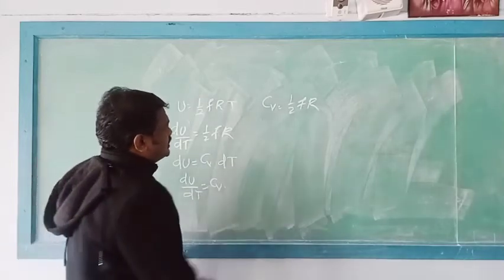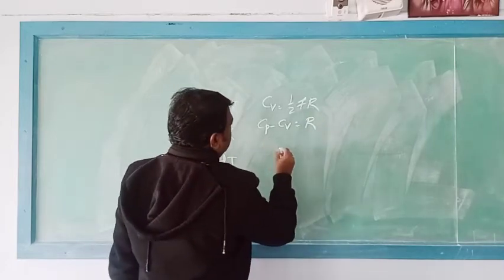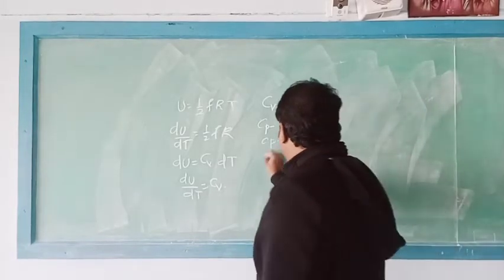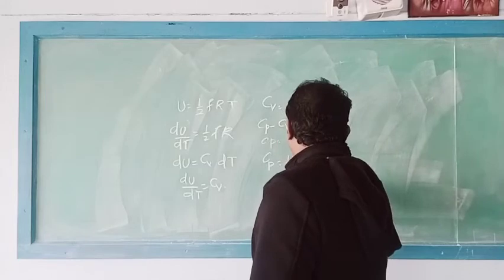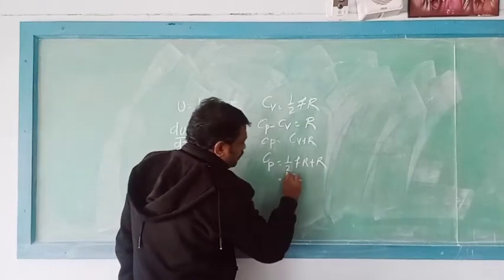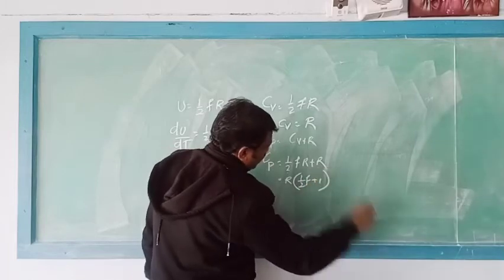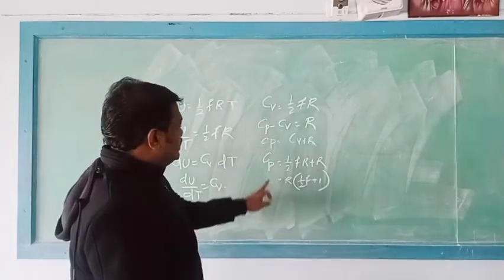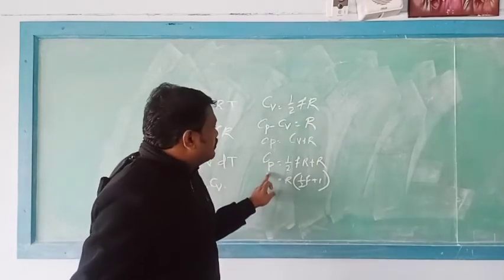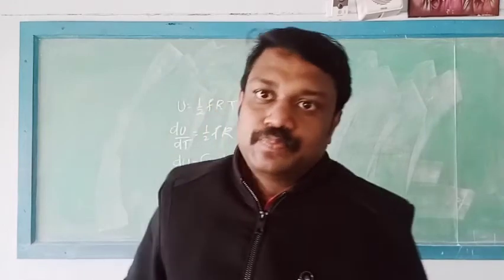Then we have the relation Cp minus Cv is equal to R. So Cp is equal to Cv plus R. What is Cv? 1 by 2 FR plus R. That will become R into (1 by 2 F plus 1). So Cv is equal to 1 by 2 FR and Cp is equal to 1 by 2 FR plus R, that is R into (1 plus F by 2).